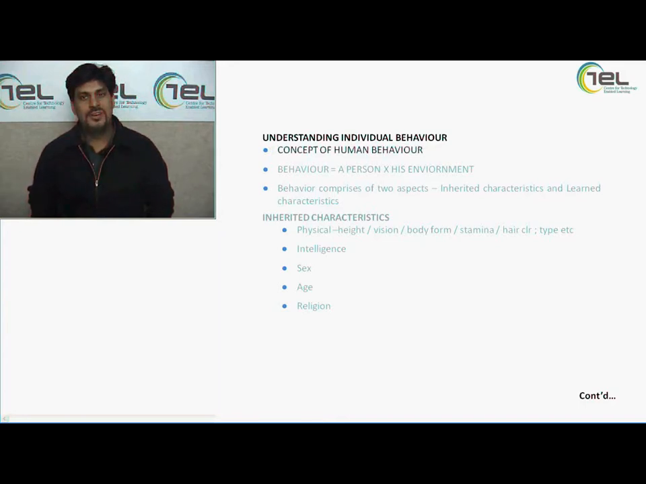The most fundamental or the most basic aspect of behavior is given in this formula, where we are saying behavior is equal to a person into his environment. It is a very simplistic approach, where we are saying a person behaves as per what the environment is around him. It's by far a very logical explanation, a very good aspect to explain why a person behaves in a certain manner.